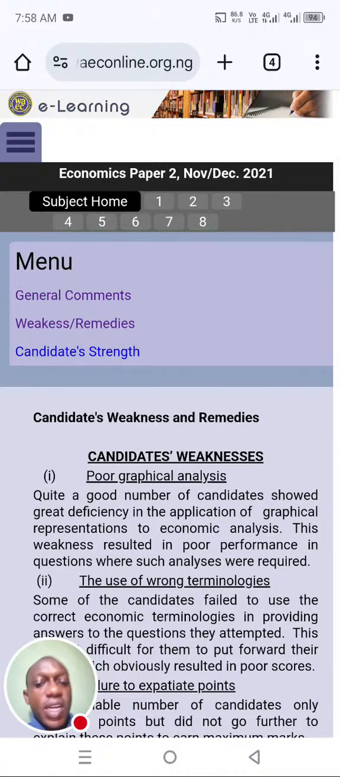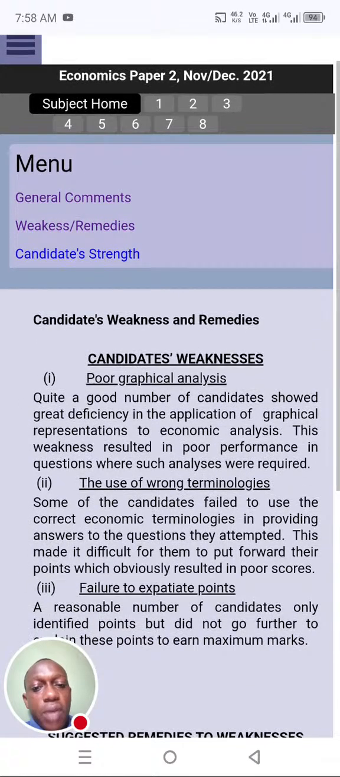Under weakness and remedy, you will see candidate weakness and remedy. This is where we are going to get our secret. Now, candidate weaknesses, Roman figure 1, poor graphical analysis. That is the number one major problem that is making students fail every year. WAEC will always be bringing things that make students fail because they want you to learn it by force. And that has been the method I always use every year. And it has been working.